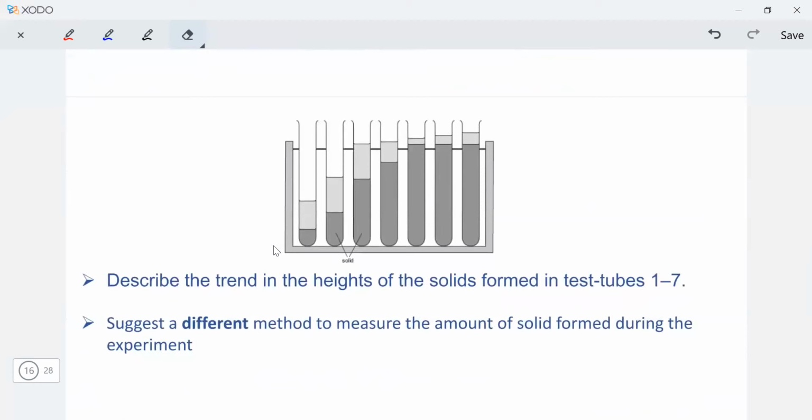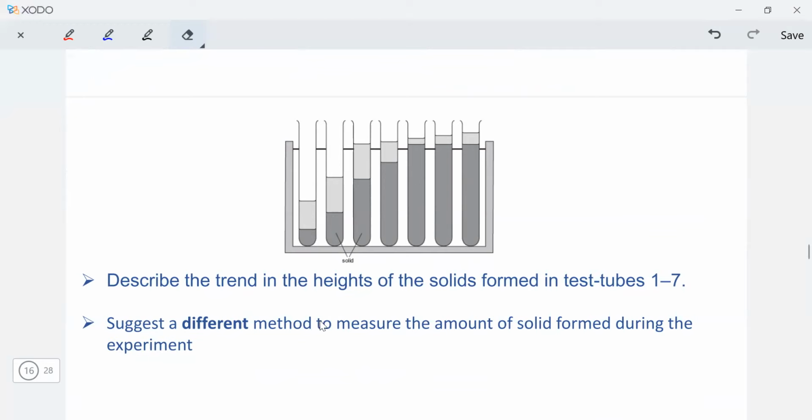Then another type of question is where we have a precipitate. Here in this question, he is measuring the height of the precipitate. In this exam, you were supposed to measure the height of the precipitate, this dark gray part, using your ruler in millimeters. Describe the trend in heights. As we can see, the height increases, then remains constant.